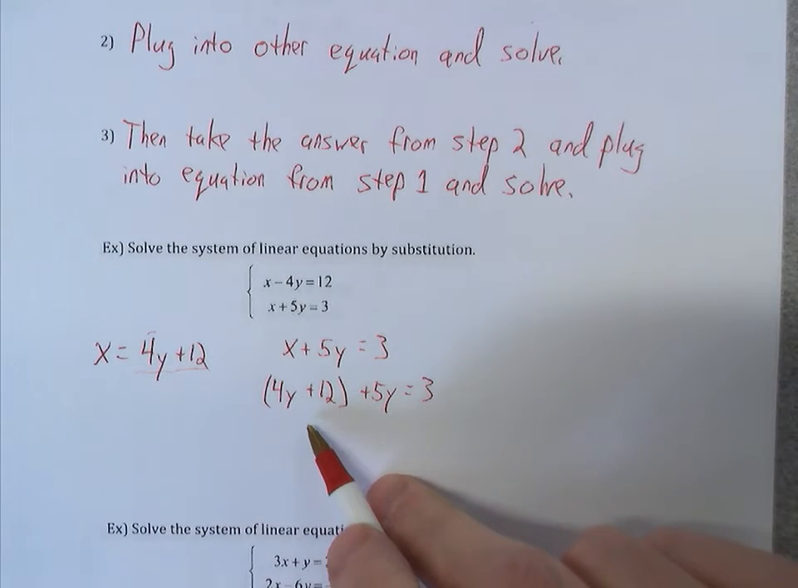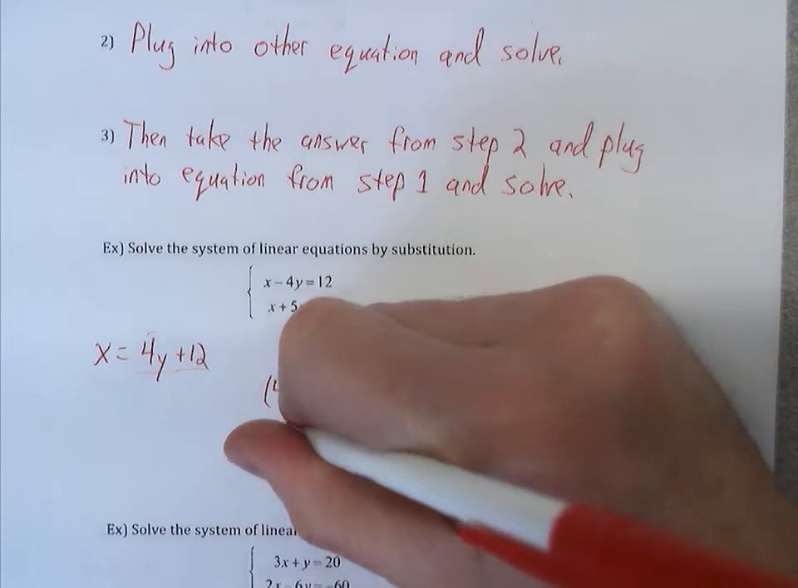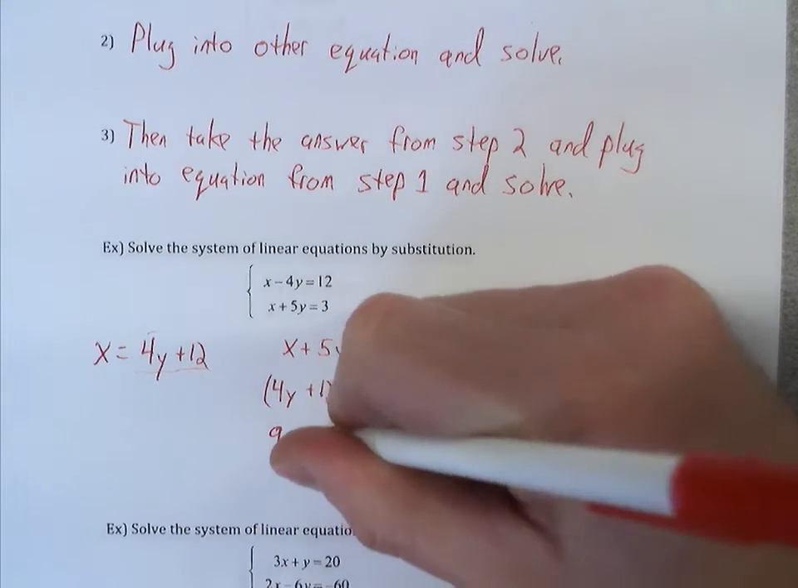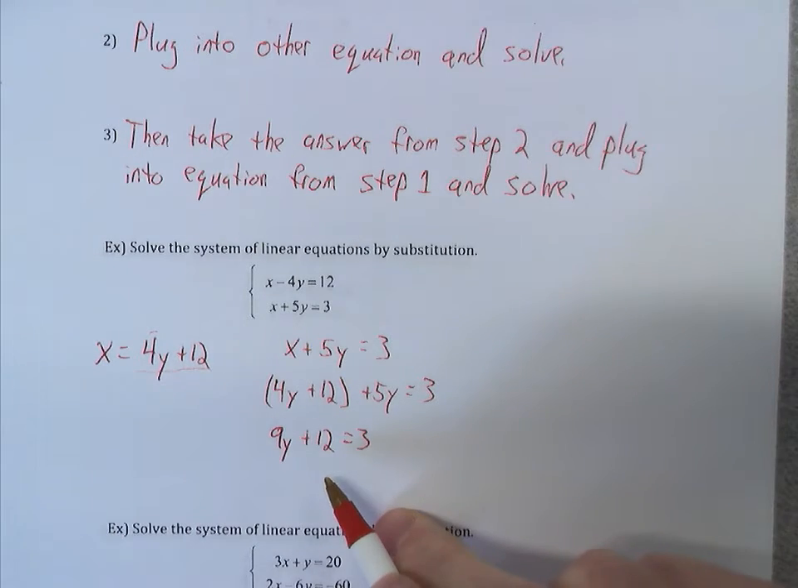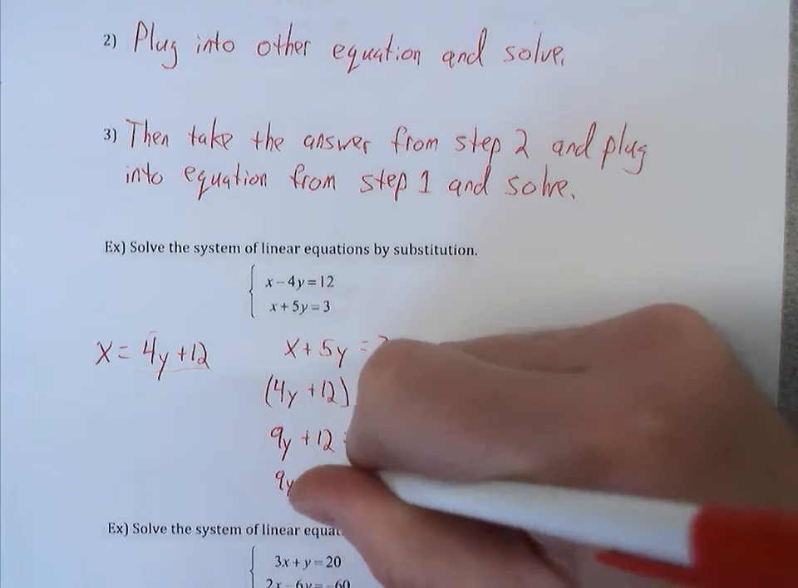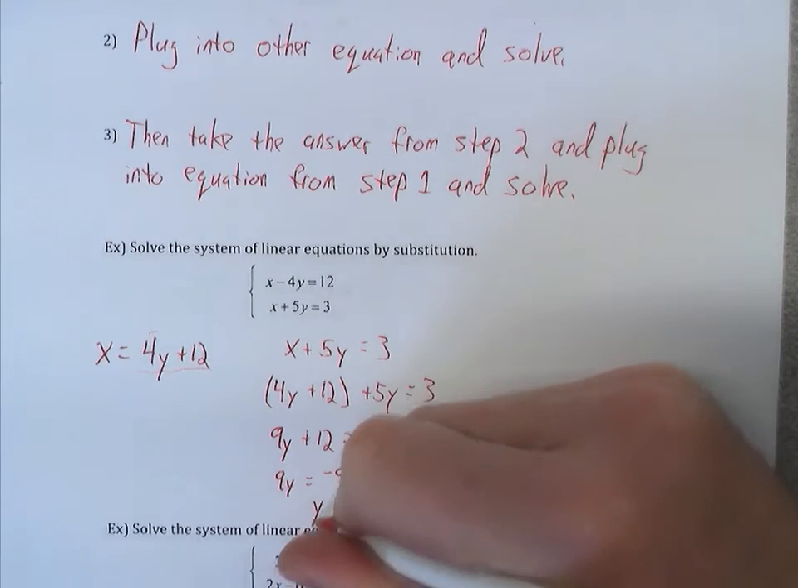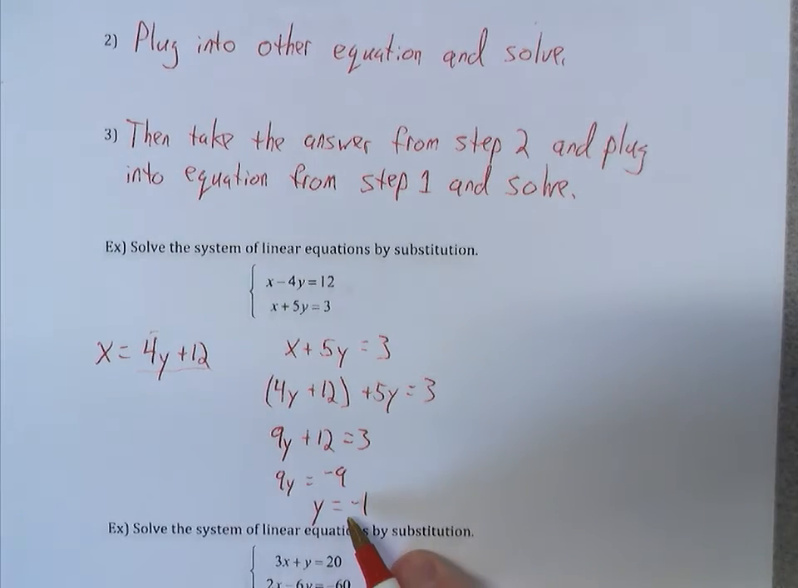Now we can start combining some like terms. 4y and 5y, that gives us 9y plus 12 equals 3. 9y is going to be equal to negative 9. So y is going to be equal to negative 1. So there's our y coordinate.